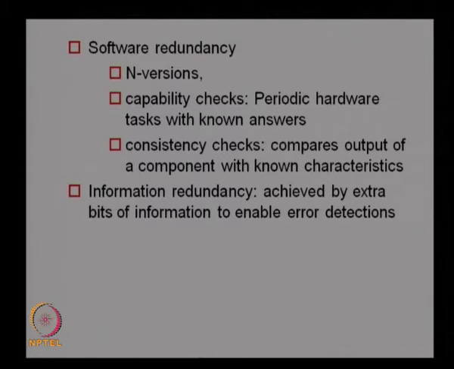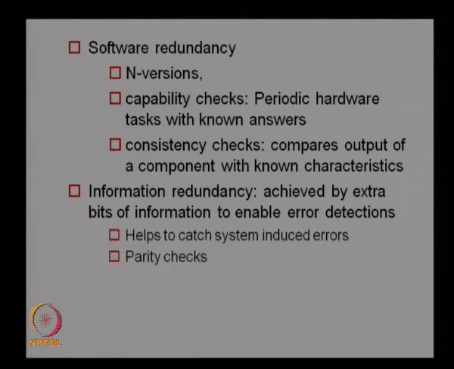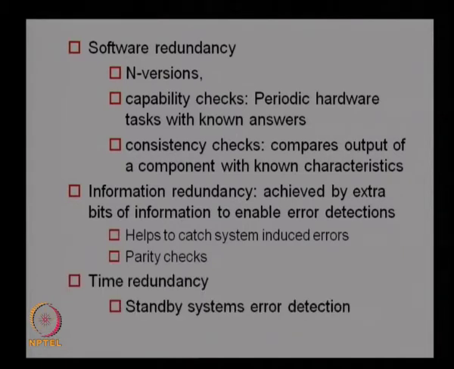And then we can have information redundancy, which is achieved by extra bits of information to enable error detection. So, we will have additional bits in data so that we can compare that additional bit with the required data and see whether we are getting the correct information or not. That is known as information redundancy, and this helps to catch system induced errors, and you can also do parity checks with this kind of information redundancy. And then time redundancy is basically using the extra time available in the processor to carry out some kind of additional checks.